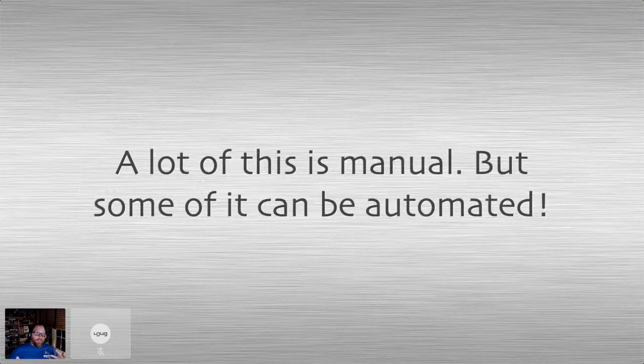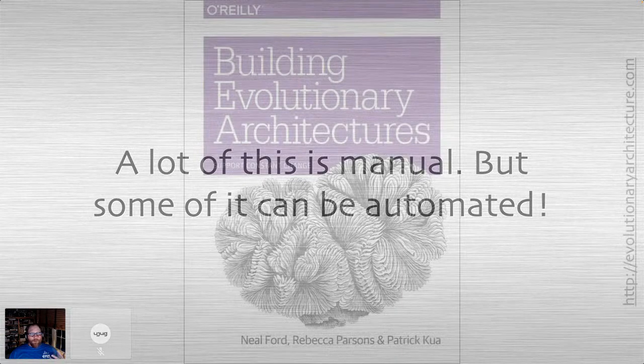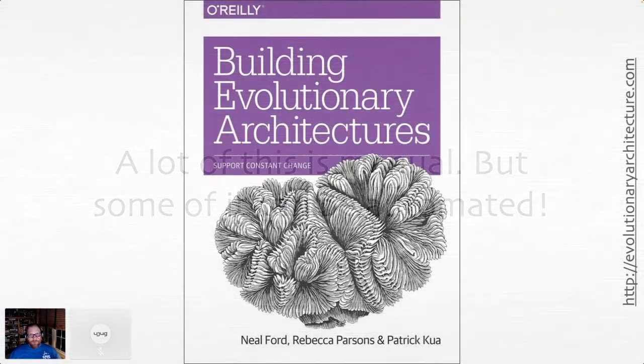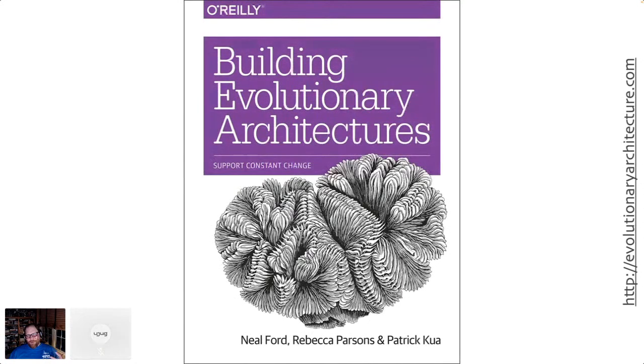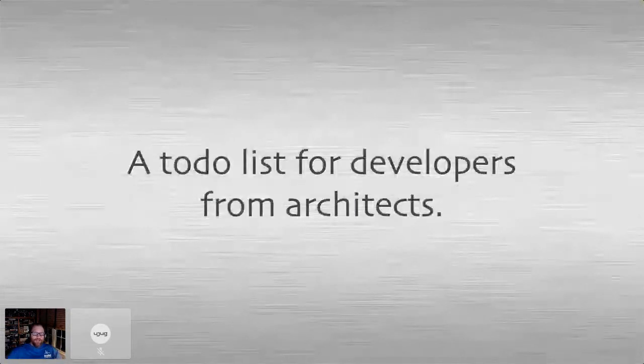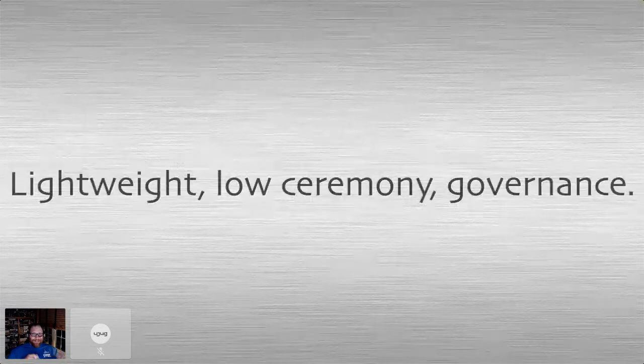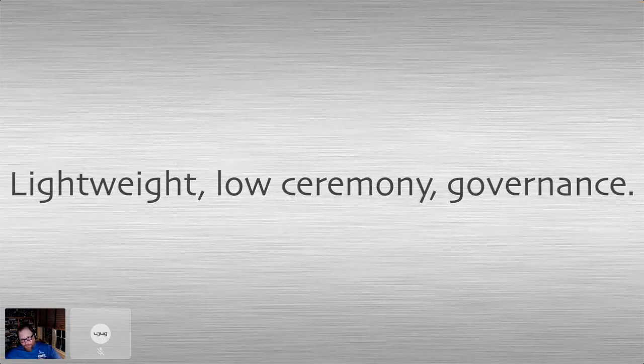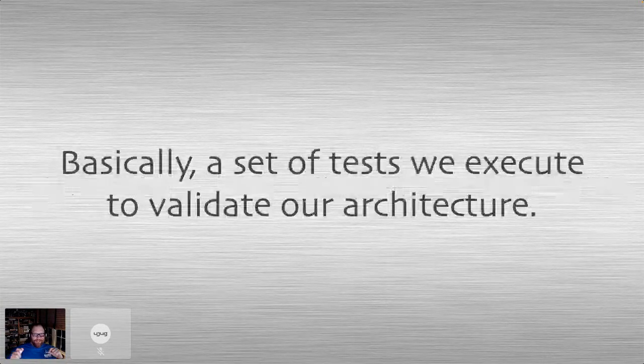Now, I understand a lot of this is manual. We can actually automate some of it, though. I'm a huge fan of evolutionary architecture, and one of the most powerful concepts that came out of this, really for me anyway, was fitness functions. Best way to describe this is a to-do list for developers from architects. It's also lightweight, low ceremony governance. In a nutshell, it is a set of tests that we execute on a regular basis to validate our architecture continues to meet our needs.